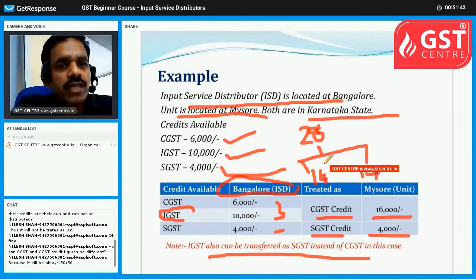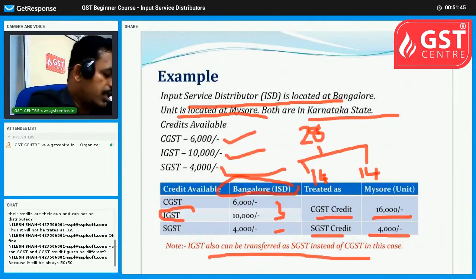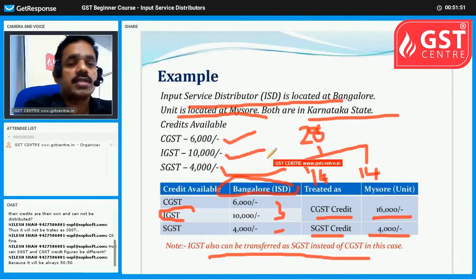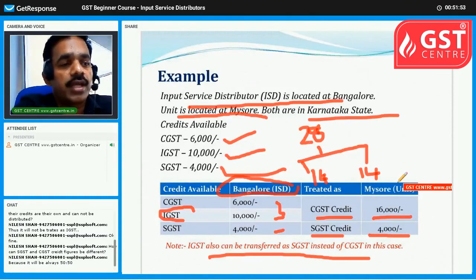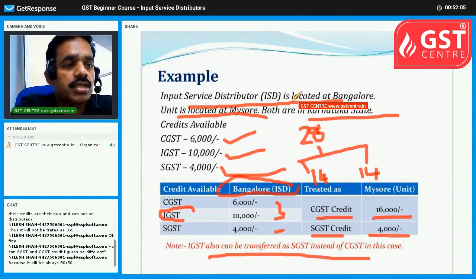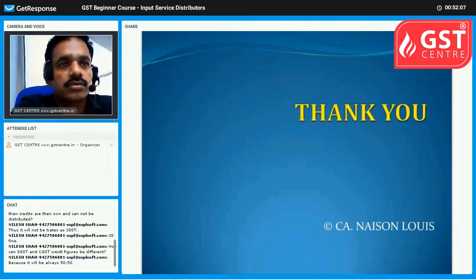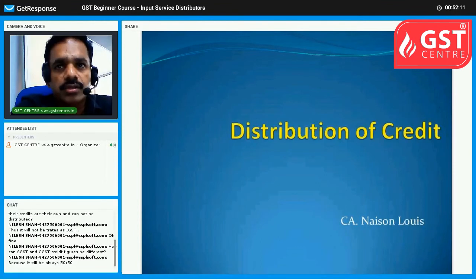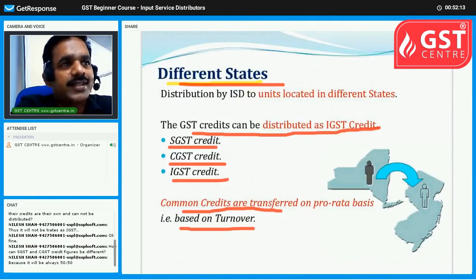Okay. So anyway, the concept is CGST credit and SGST credit can be allocated as CGST credit and SGST credit, and IGST credit can be allocated as either CGST credit or SGST credit. Okay. So this is the end of the second PPT. We have some doubts there.